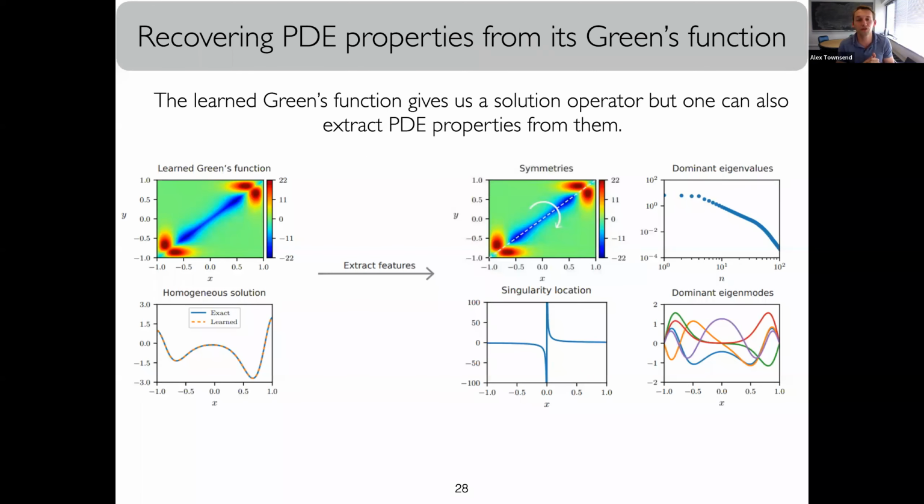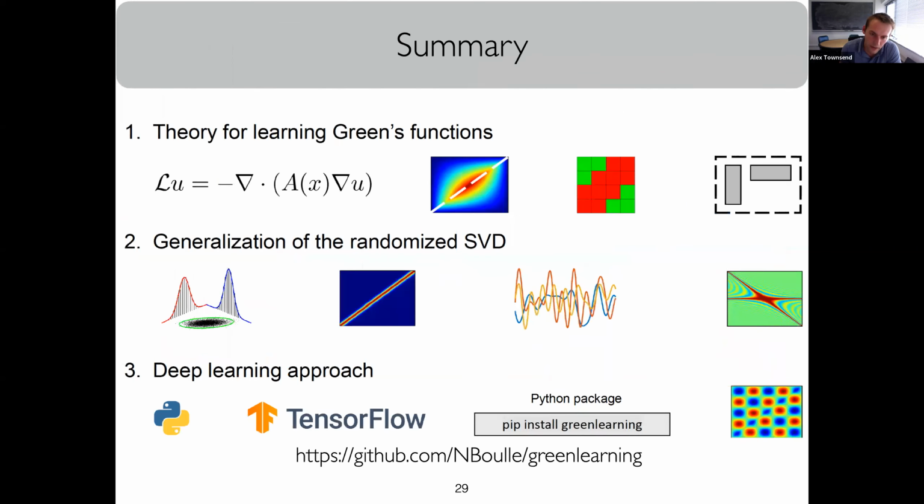So what can you learn once you've got a Green's function? You can learn symmetries. So if the Green's function is symmetric, the PDE is self-adjoint. That's it. You can learn dominant eigenvalues because the eigenvalues of G reciprocated are the eigenvalues of the differential operator. You can look at these poles in the complex plane to figure out singularity locations that happen in the variable coefficients of the PDE, as well as getting those corresponding eigenfunctions. So I will just stop here, and hopefully I have 5 minutes or so for questions.